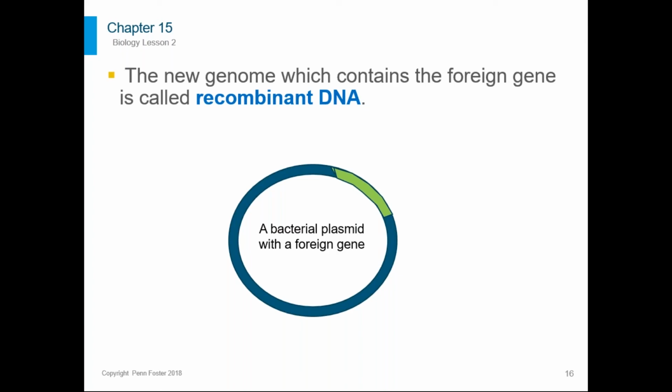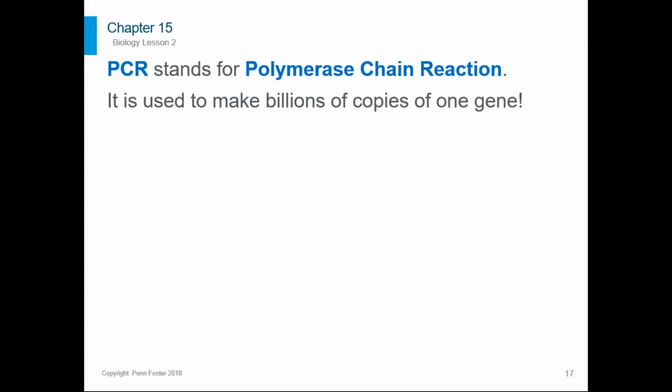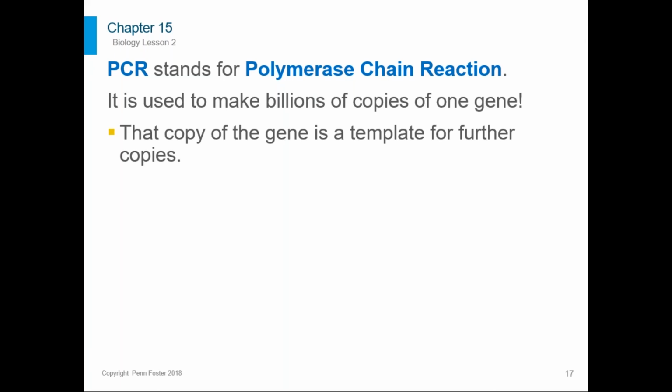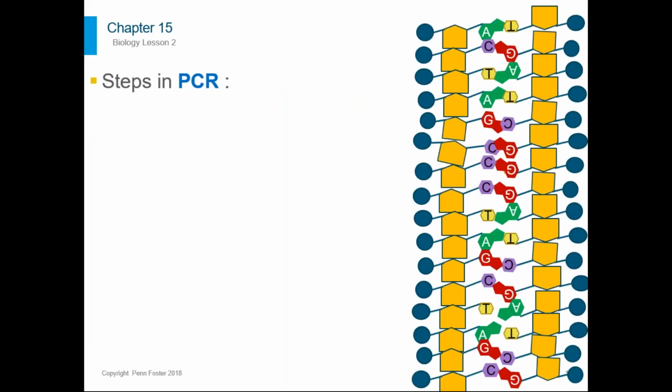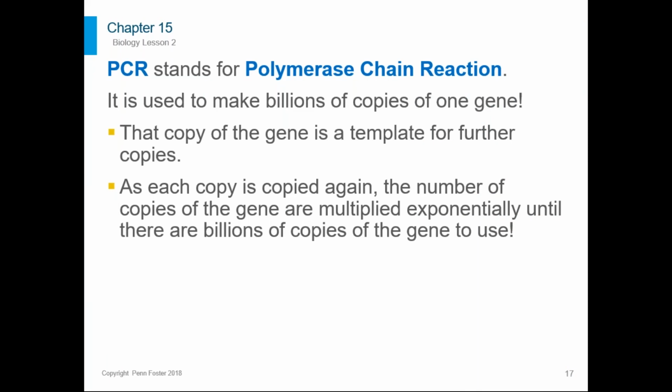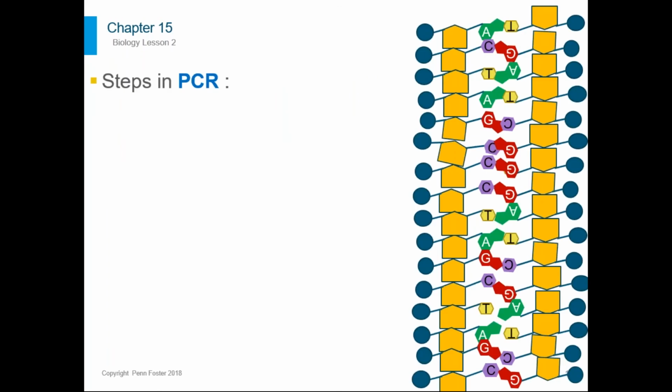Okay, now we mentioned that the way that we copy those genes and make a whole bunch of copies is a method called PCR. That stands for Polymerase Chain Reaction, so usually we just call it PCR. The point of PCR is to make billions of copies of one gene so that you can then insert it into other DNA. So how this is done is you have some DNA, and that template is used to make more copies, and you get billions of them. We'll see the details.